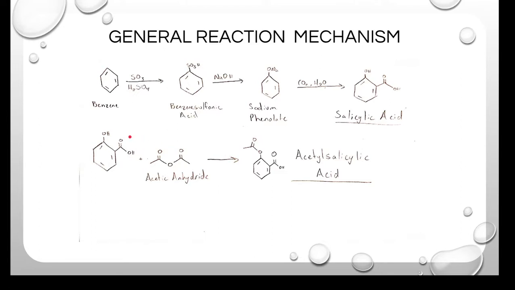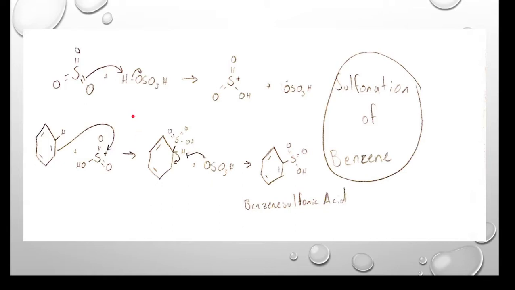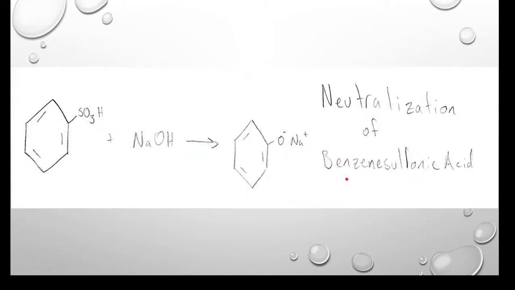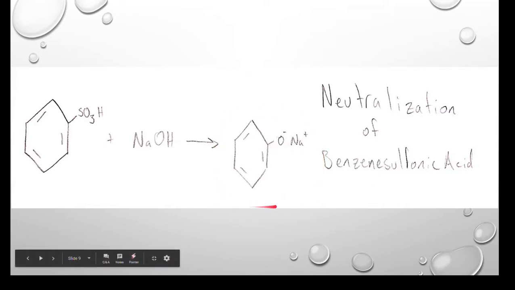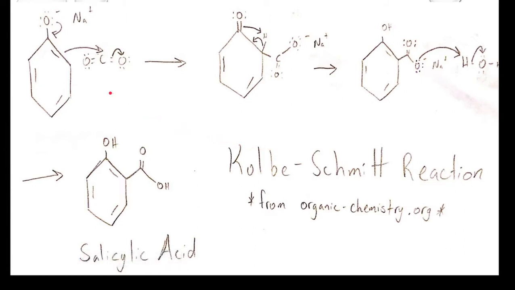Here's the general reaction mechanism. First, sulfonation of benzene occurs, creating benzene sulfonic acid. Then, the benzene sulfonic acid is neutralized to create this sodium phenolate. Here, a Kolbe-Schmitt reaction is taking place. The negatively charged oxygen creates a double bond with the carbon it's attached to, and then the double bond right here creates a bond with the carbon of carbon dioxide, and the lone pair moves to this oxygen.